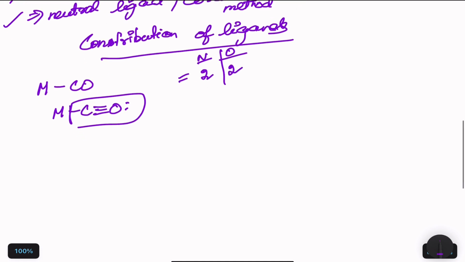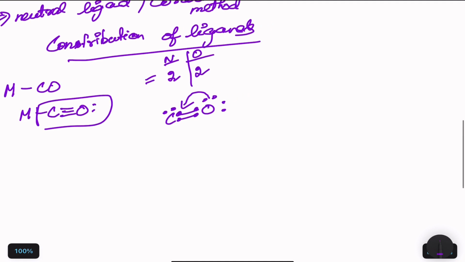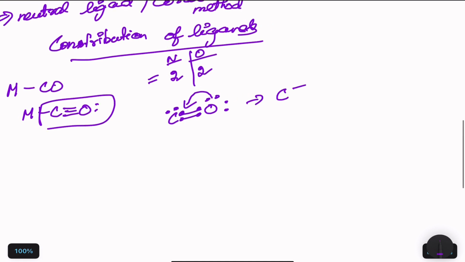Why is it 2? Carbon has how many electrons? Consider carbon like this: 4 electrons. In oxygen, 1, 2, 3, 4, 5, 6 electrons. In order to stabilize it, this oxygen will give away its electron here, so it becomes carbon triple bond oxygen.